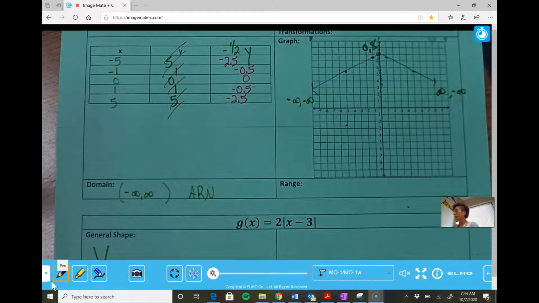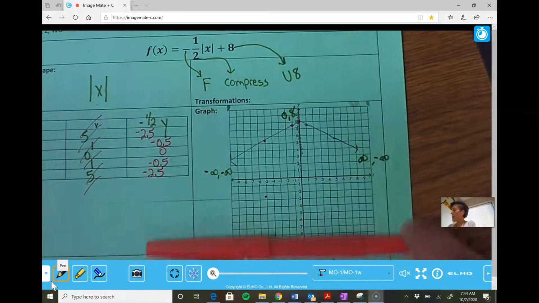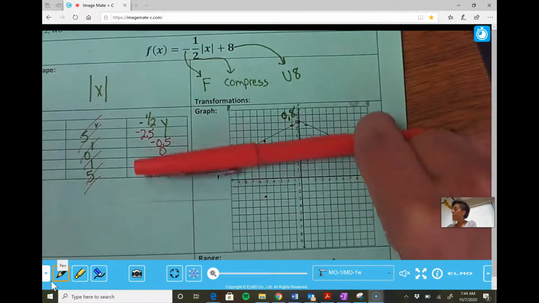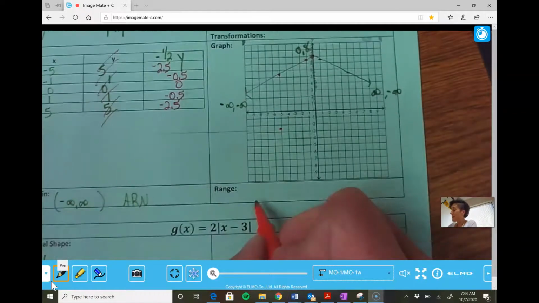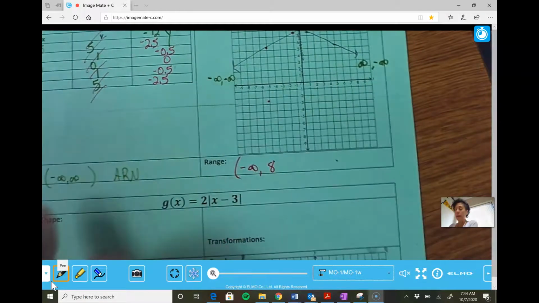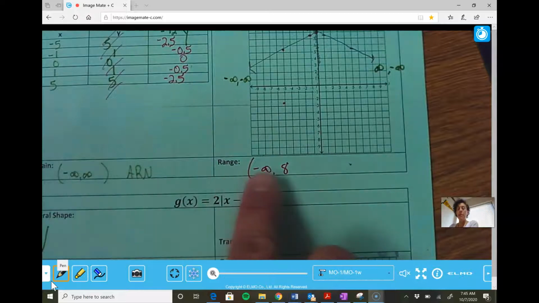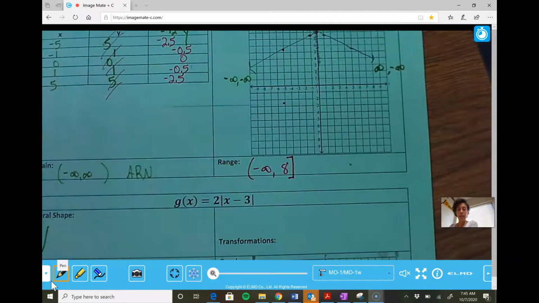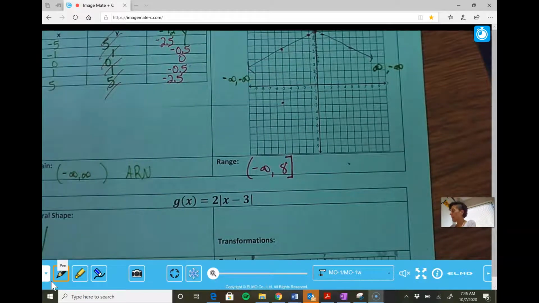The range is my smallest y to my biggest y. So y is going up and down. If I start at the bottom of my graph, I'll see the smallest y, which is negative infinity. But then the biggest y is 8. So I want to go from negative infinity to 8. And remember, infinity always has parentheses. But if there's a number in our domain and range, we do use a bracket. All right? So that's the first one. Here goes the second one.